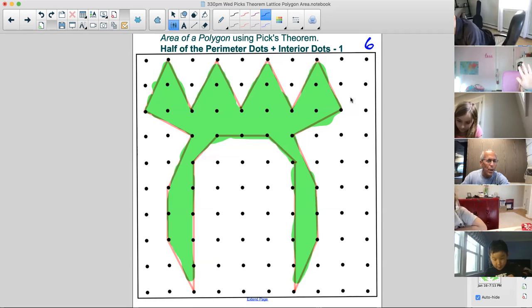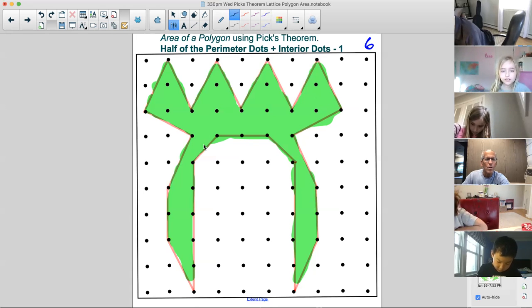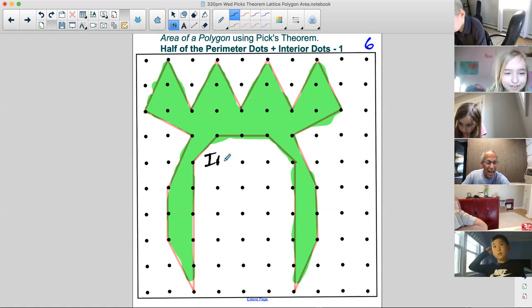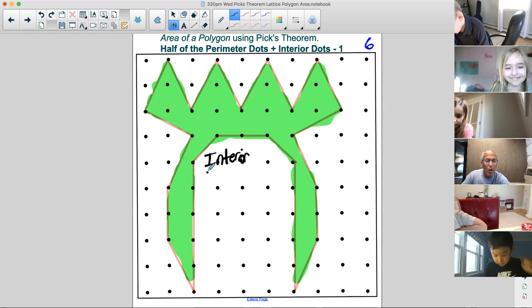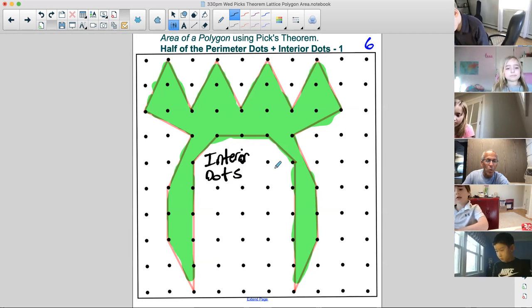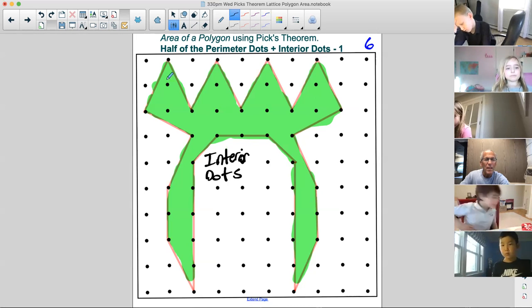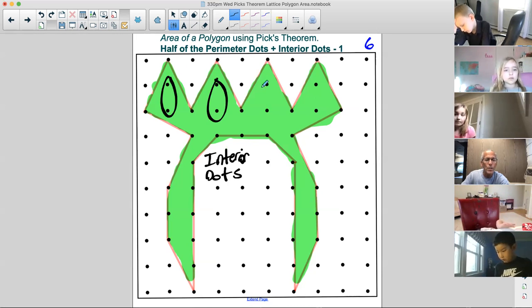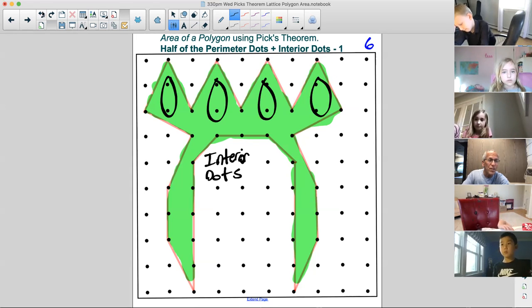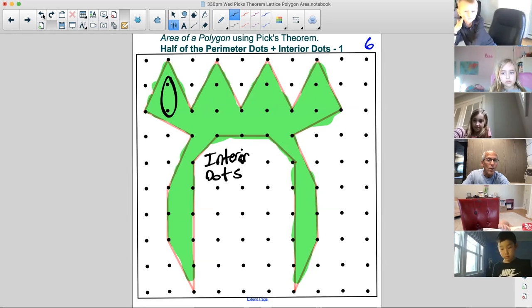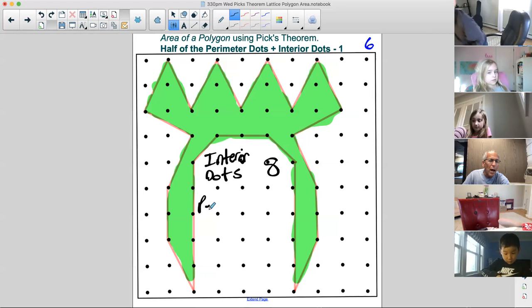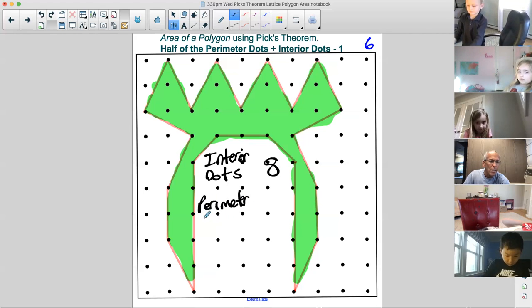Did anybody come up with the entire area of the helmet or the crown? I didn't come up with the entire area, but the interior dots are 8. Only 8? Wow. I thought there would be a lot more, but guess what? You just look at 2, 4, 6, 8. So I agree with you. 8. Now, what about the perimeter dots?